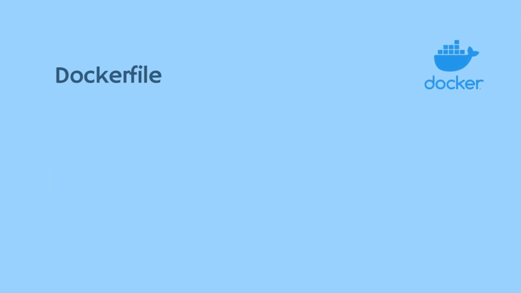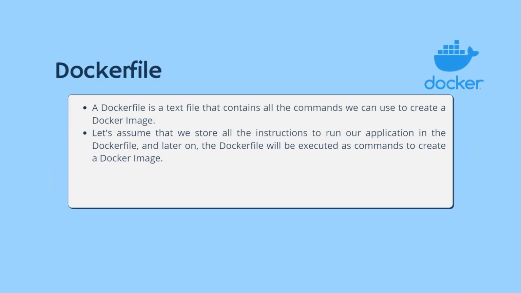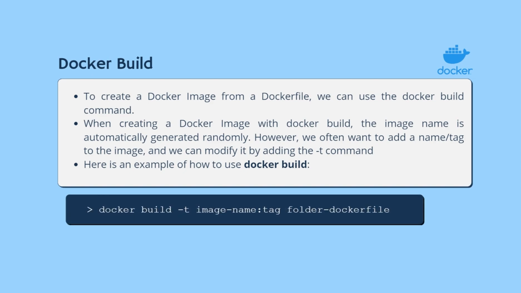A Dockerfile is a text file that contains all the commands we can use to create a Docker image. Let's assume that we store all the instructions to run our application in the Dockerfile, and later on, the Dockerfile will be executed as commands to create a Docker image. To create a Docker image from a Dockerfile, we can use the Docker Build command.